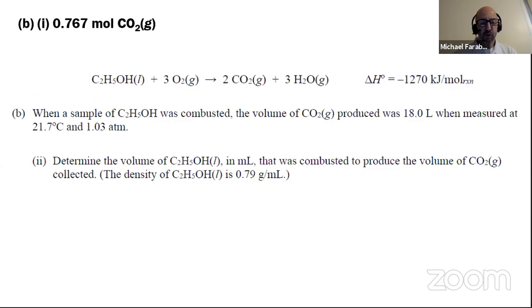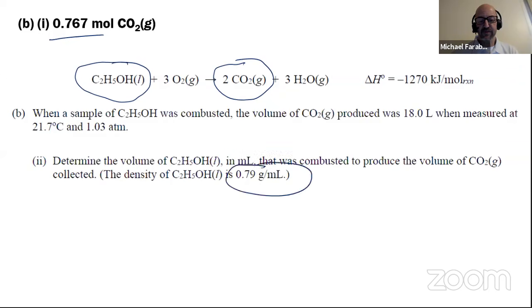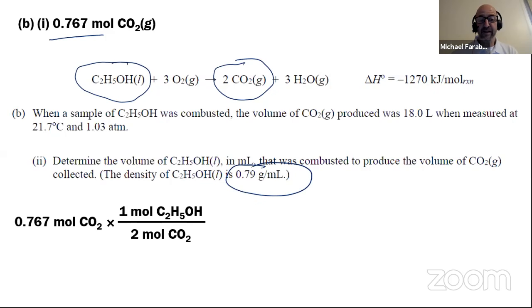All right, Roman numeral 2 of part B. So we have that 0.767. Determine the volume of ethanol in milliliters that was combusted. So we have to somehow convert from moles of CO2 into moles of ethanol. We have a balanced chemical equation for that. Then we can use the periodic table to go from moles of ethanol to grams. Then we can go from grams to milliliters using density. So this is our conversion from moles of one chemical to moles of another using the coefficients.